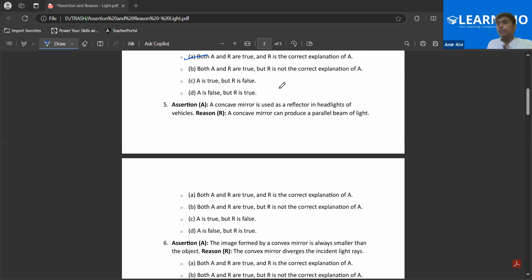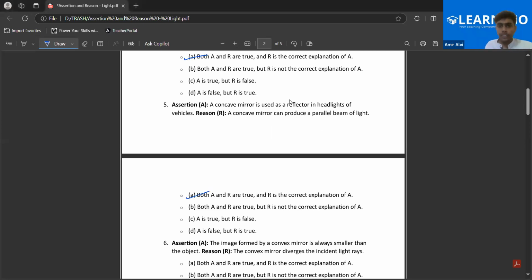Okay, Galvin. Okay, let's discuss. A concave mirror is used as a reflector in headlights of a vehicle. Yes, this assertion is right. A concave mirror has a concave shape, and we use it as a reflector in the headlights of vehicles, in torches, and in searchlights. The reason: the concave mirror produces a parallel beam of light when the source of light is placed near the focus or at the focus. That is the reason. So option A is right.